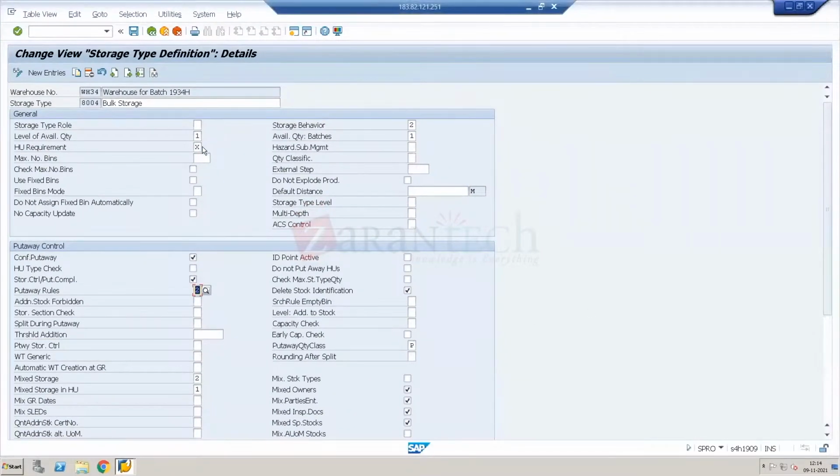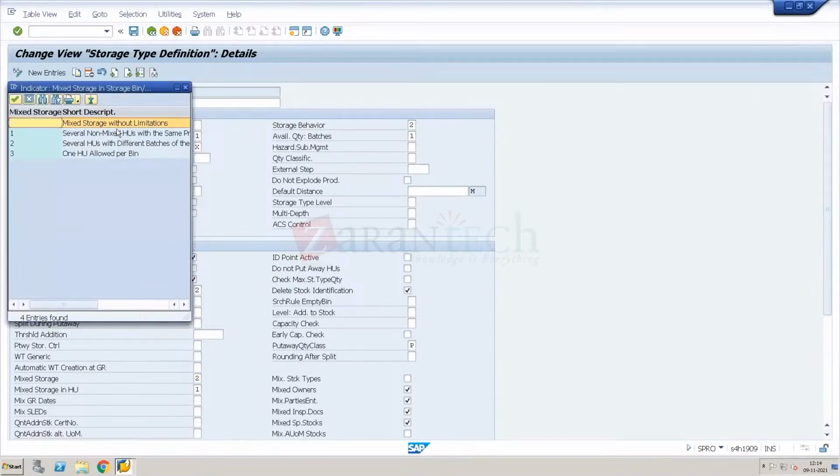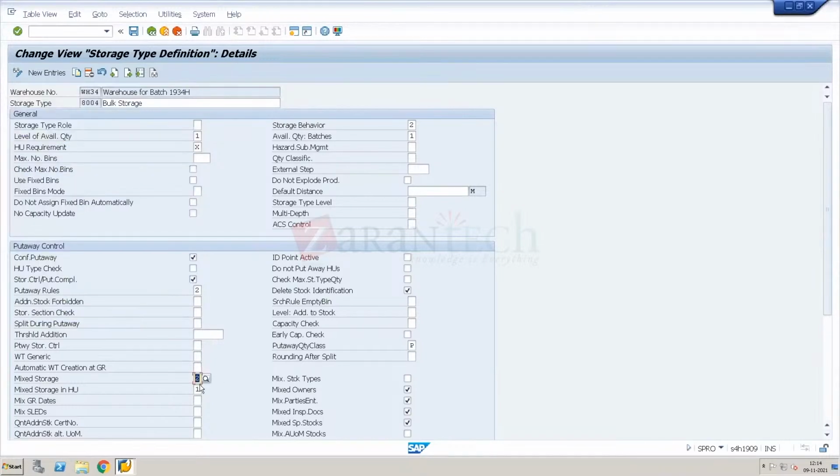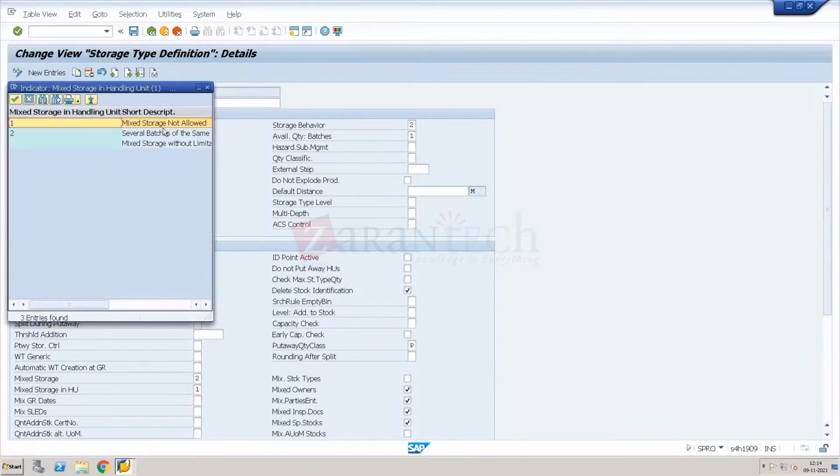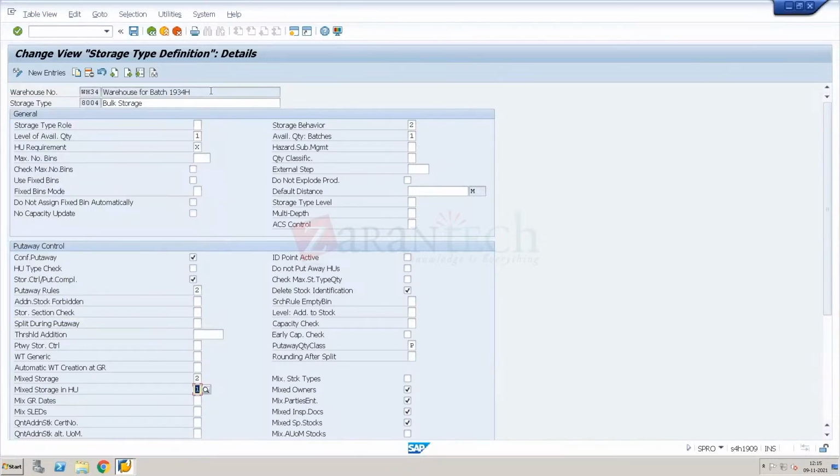Then you can see handling unit is mandatory here. Other thing, you can see that mixed storage is not allowed, as I told. Mixed storage with different batches of the same product: product is there, but you cannot have a different product. Or we can also say, allow several batches of the same product, because the batches don't have much difference in weight. And where have we defined it can go maximum 24 or 8? That's the next one, that will come in the next row.